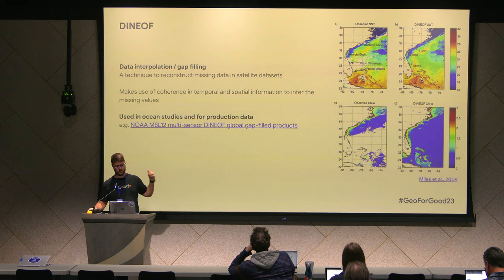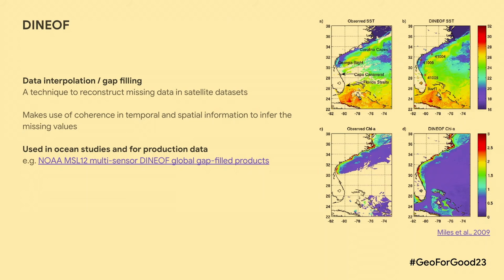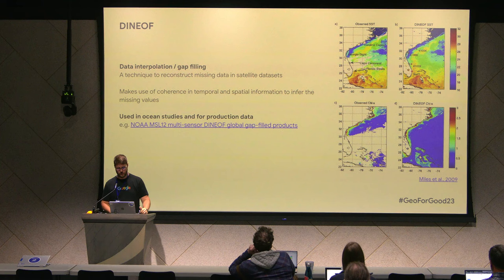But over here on the right, you can see some examples. The left column is examples of observed data, where you can see the data gaps, and on the right are the Dinioff outputs, where it's filling in those patterns in space and time for sea surface temperature and chlorophyll. So we're going to actually do this.